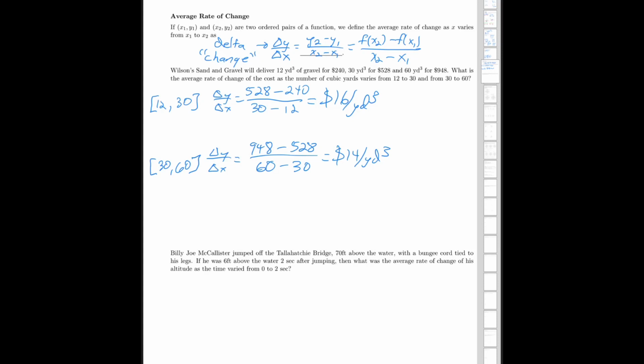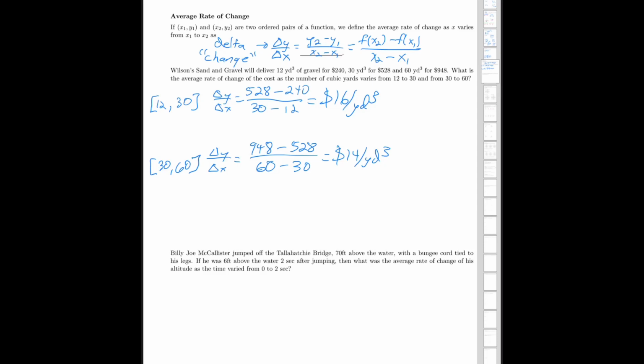And so what this allows us to do is compare over different regions and make some conclusions. So for example, in this problem, we can conclude that the more gravel you buy, the less you pay per cubic yard, because the average rate of change is going down as the number of cubic yards we buy gets bigger.